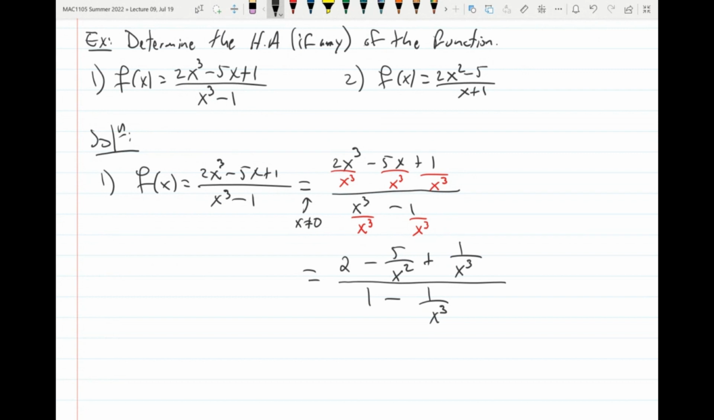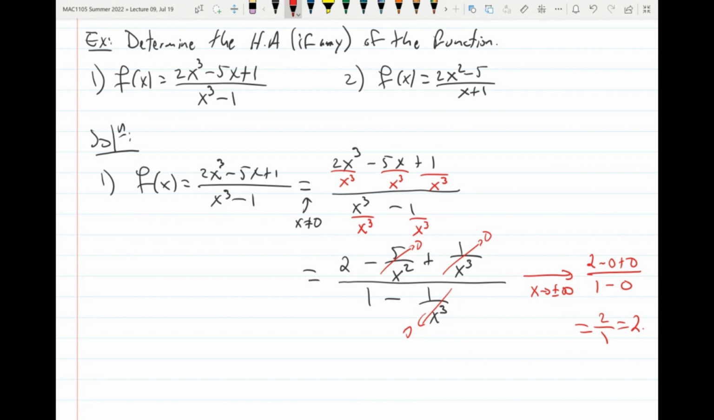Questions? So now we ask the same question. We're interested in the end behavior, so we want to know what happens to this expression when x approaches positive or negative infinity. Let's go term by term. The 2 is a number, so it stays 2. What happens to the fraction 5 over x squared? It goes to 0. So this goes to 0, this goes to 0, this goes to 0. So it will be 2 minus 0 plus 0 over 1 minus 0. At the end of the day, we get 2 over 1, which is 2.